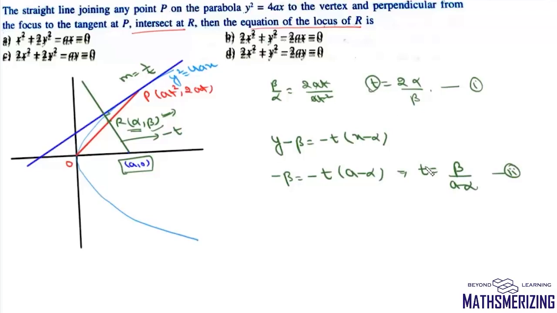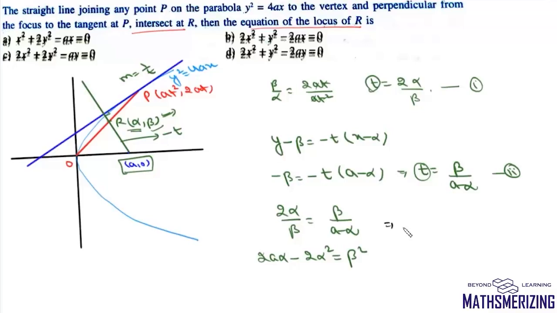So now we'll eliminate this parameter t. So we'll get 2 alpha upon beta equals beta upon (a minus alpha). So I'll get 2a alpha minus 2 alpha squared, and this equals beta squared.